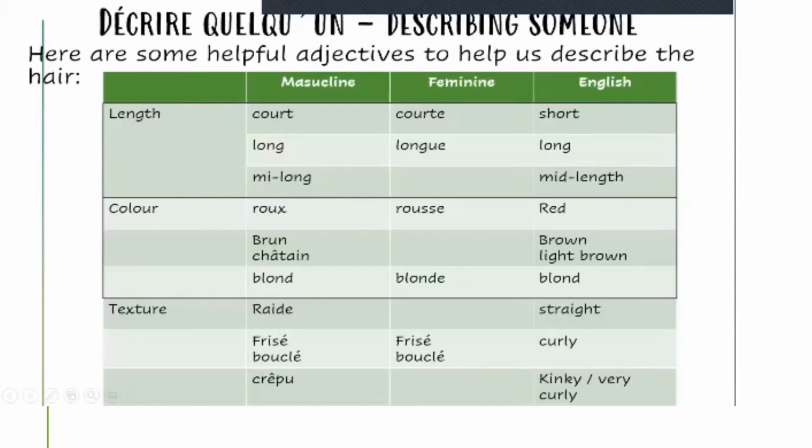So here are some helpful adjectives to assist you in describing the hair. So we have masculine, feminine, and English. Now, even though you don't see the plural in the table, because les cheveux is masculine plural, you know that the adjective you're going to be using has to be masculine plural, okay? Some of these have feminine versions.